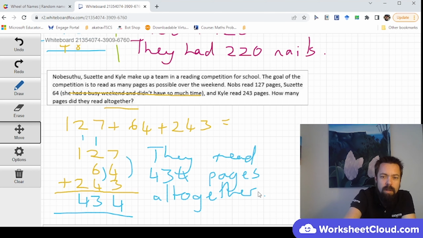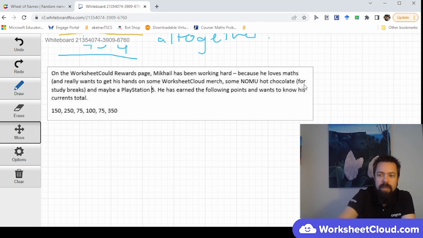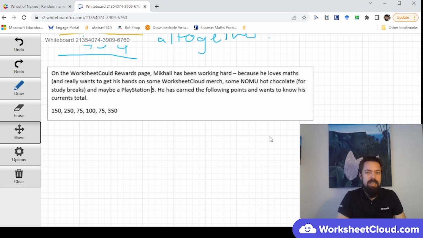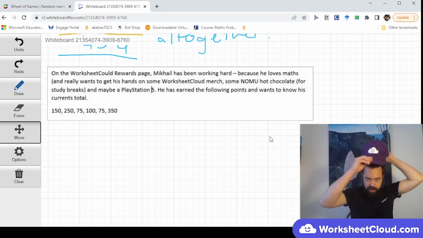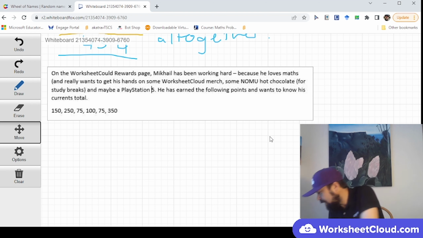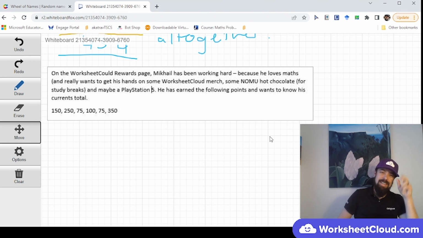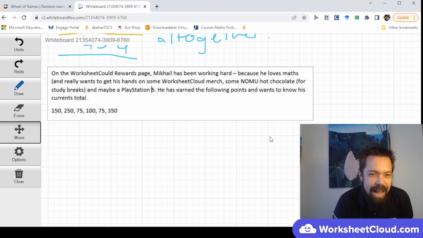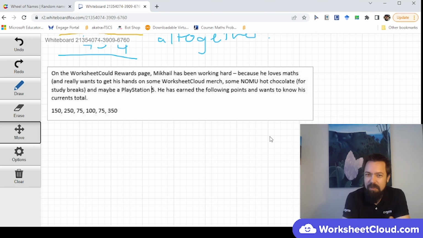And finally, our last problem for the day. On the Worksheet Cloud Rewards page, Mikhail has been working hard. I'm sure it's because he loves maths. And he'd also quite like to get his hands on some Worksheet Cloud merchandise, some Nomi Hot chocolate for the study breaks, and maybe even a PlayStation 5. I don't have a PlayStation 5 with me. Did I get you? Unfortunately, I don't have one. I'd love to be allowed to enter this competition, but because I'm working with Worksheet Cloud, they won't let me.